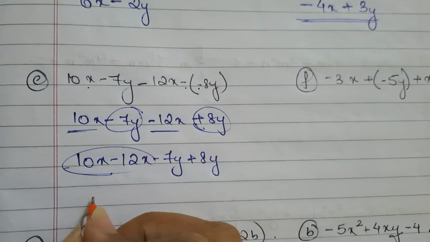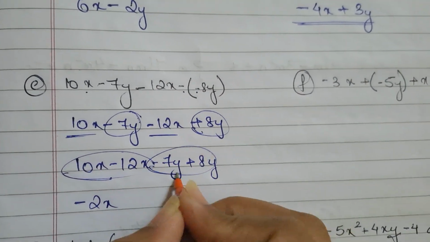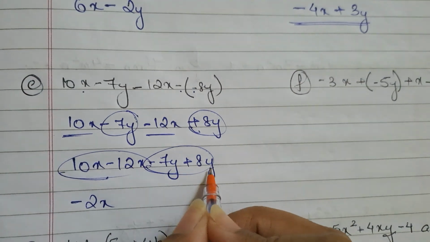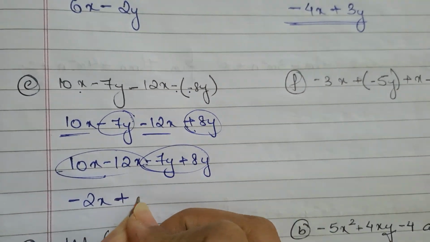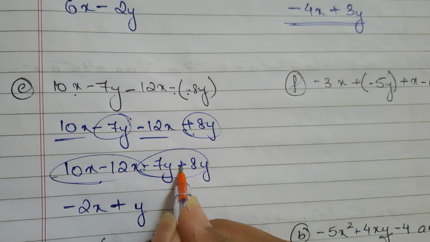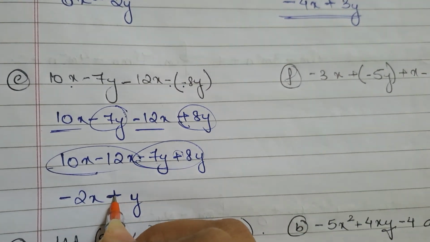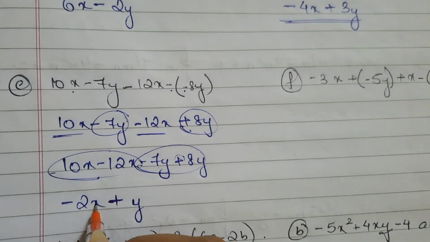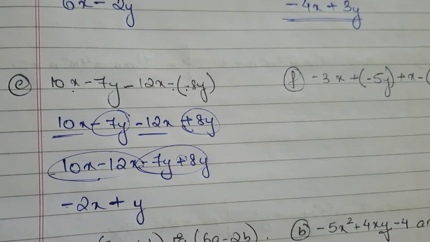These two will simplify, it becomes minus 2x. Then these two will simplify and it becomes minus 7y plus 8y, that is plus y. Now they will subtract and the bigger number sign is positive, so I've put a positive here. They both will subtract, 2x will come, the bigger number sign is minus, so I have put it in here.